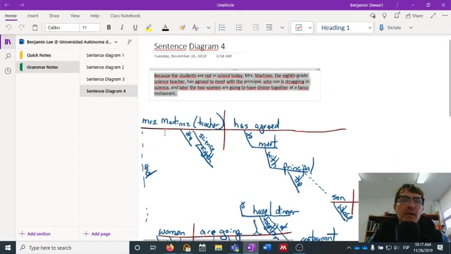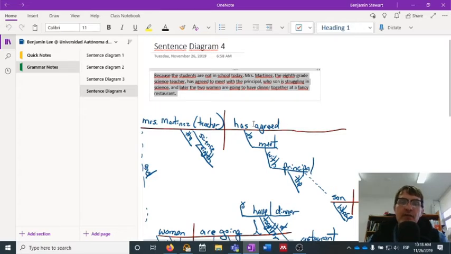The first main clause, Mrs. Martinez, has an appositive, teacher. So we have the 8th grade science teacher as our appositive, which is set off by commas. We have a comma before and after the appositive. So we have the head noun teacher along with the definite article the, and then we have adjectives and adverbs here, science and 8th, diagrammed as follows.